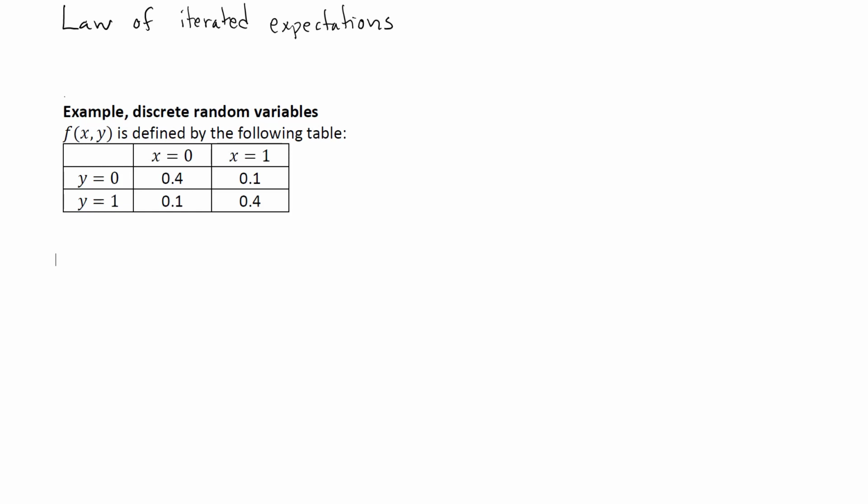Let's look at the following example. I have two discrete random variables, x and y, and the table gives me the joint probability mass function. Remember, the expected value of y conditionally on x is a random variable. To figure out exactly what this random variable is, we simply loop over all possible values of x. For x equal to 0, we see that the expected value of y given x equal to 0 is 0.2.